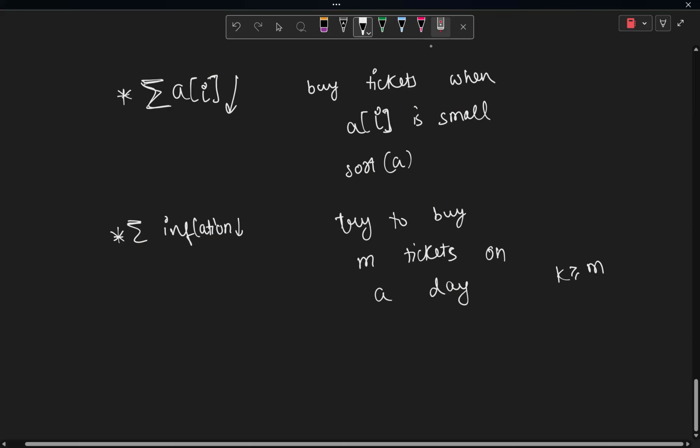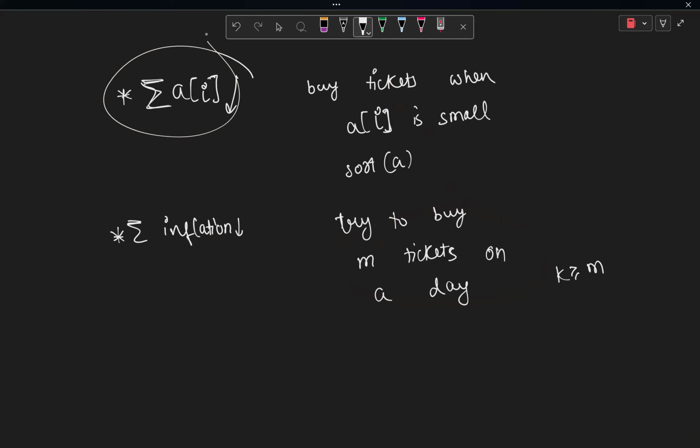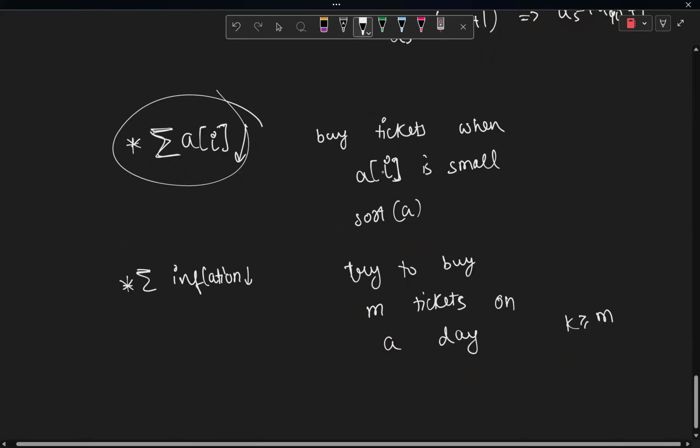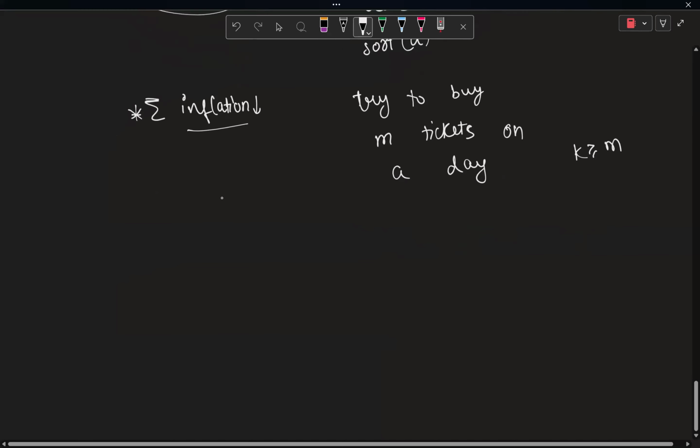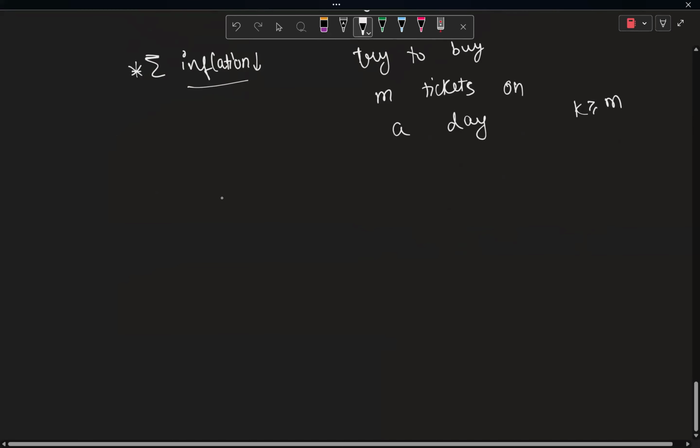And this part of buying multiple tickets on the same day actually makes sense, because since you want this AI to be as small as possible, you would like to buy more tickets at the smaller price, and that is reducing inflation as well. So you are getting both things done in the same way.